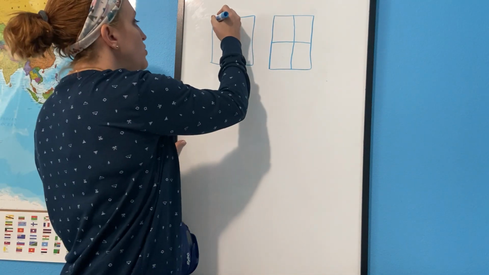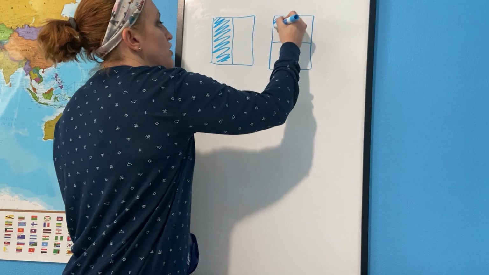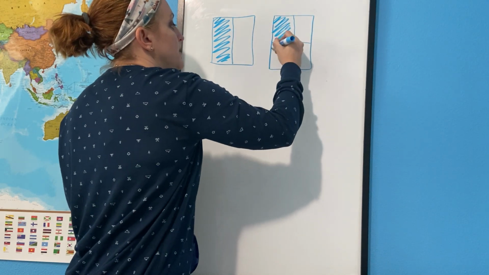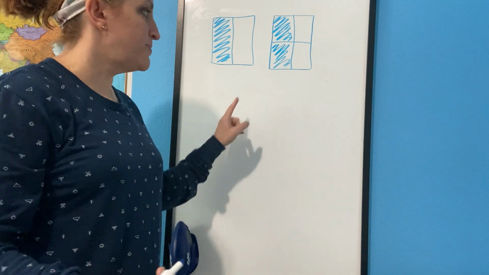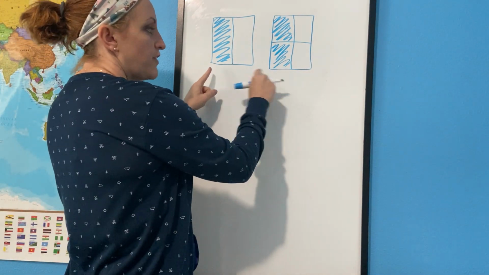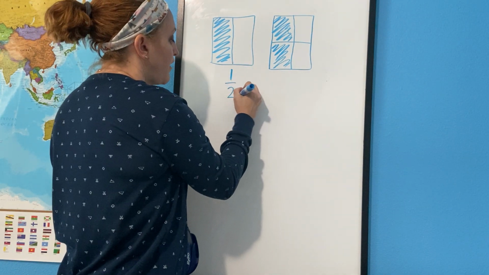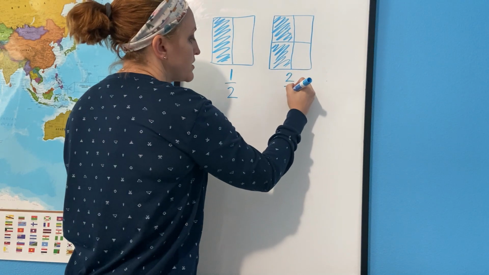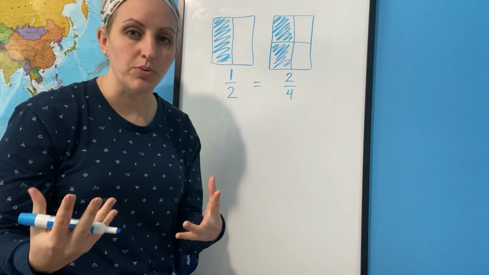So let's say that you eat 1 piece of your sandwich and your sister eats 2 pieces of her sandwich. Now, who ate more? Well, you might think your sister ate more because she ate 2 pieces. But if you look at it, I've actually shaded in the same amount of sandwich, because 1/2 and 2/4 are equivalent fractions. That means that they are equal to each other.